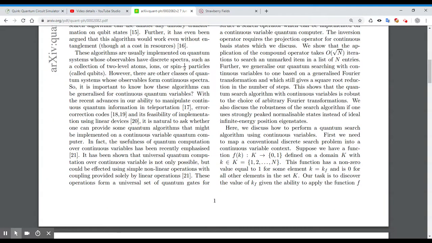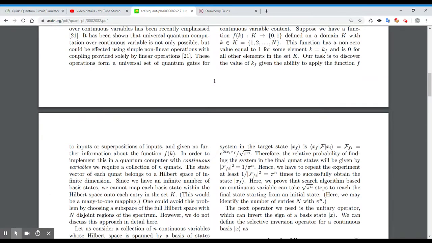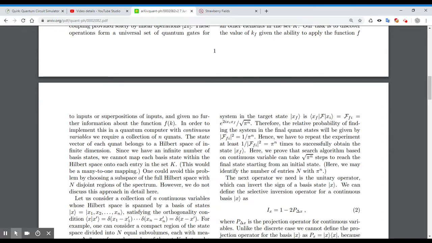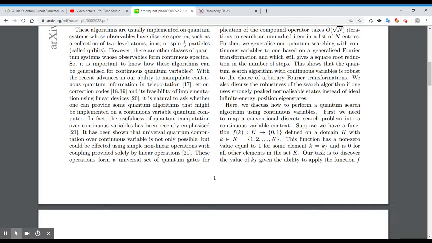Here we discuss how to perform a quantum search algorithm with continuous variables. First, we need to map a conventional discrete search problem into a continuous variable context. Suppose we have a function. Yeah, I was reading through that. Okay, let me check. Our task is to discover the value k for f.